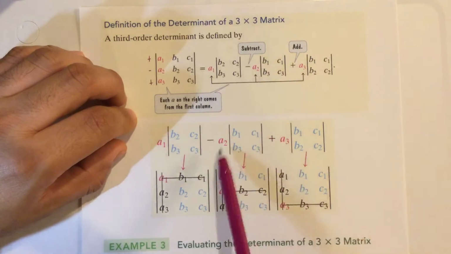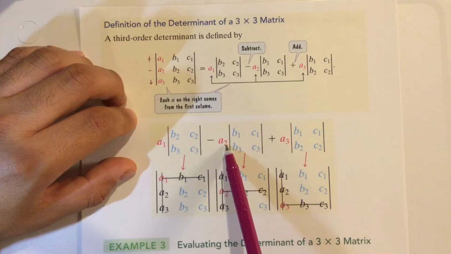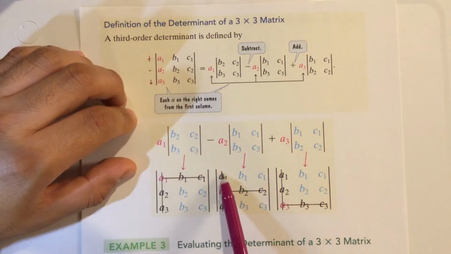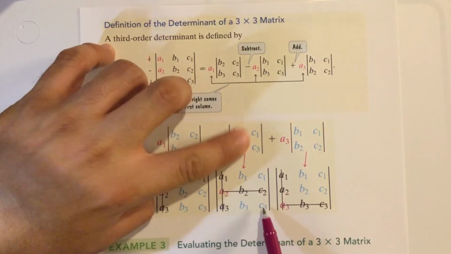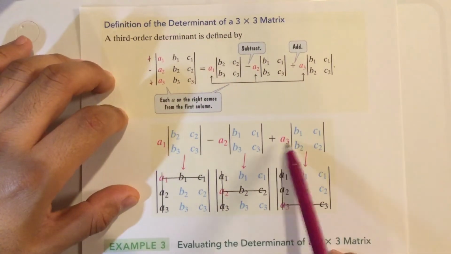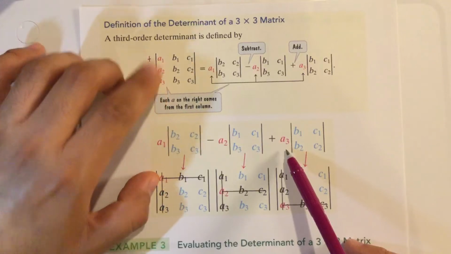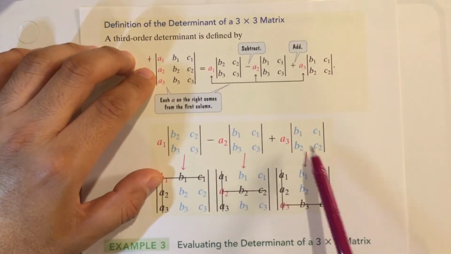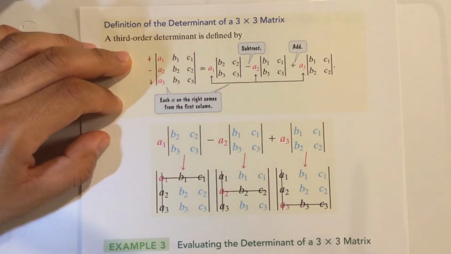And then you subtract, so minus A sub 2. Then you notice this is in the second row, first column. So they crossed out the second row, first column, leaving me with B1, C1, B3, C3. And then you add the next one. And here it's in the first column, third row. So we cross out the first column, third row, which leaves me with B1, C1, B2, C2. So you see that's how they get the 2 by 2 matrices.